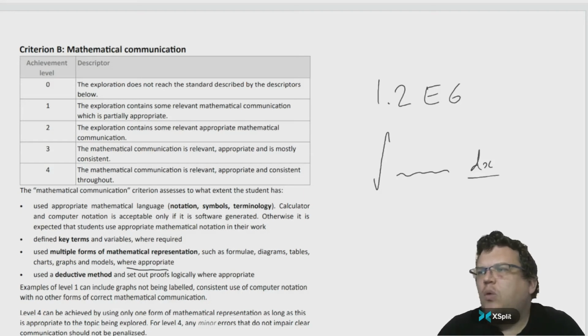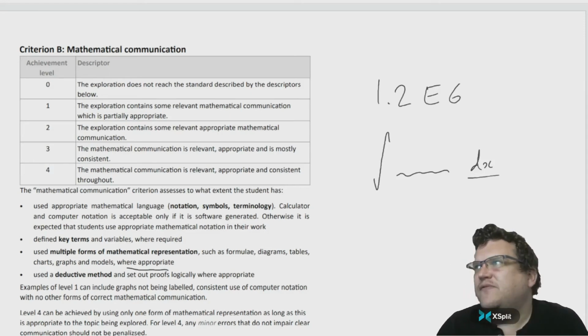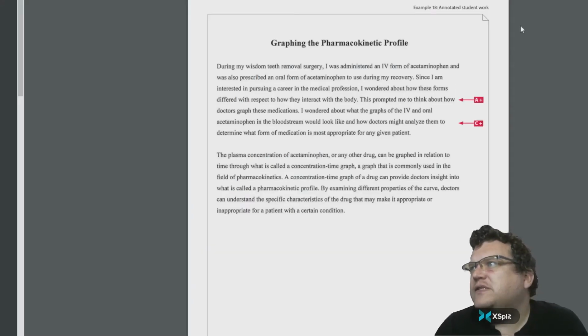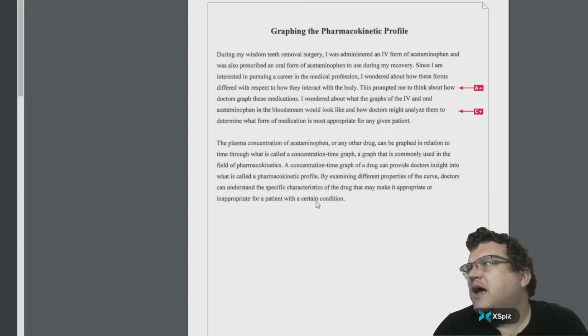So what we're going to do now is just have a look at a couple of examples of IAs that have been put out by IB, and these score well in each of these criteria, but we can see some slight flaws that perhaps have cost them. So first off, this one is looking at graphing pharmacokinetic profiles, so something medicine-y, I guess.